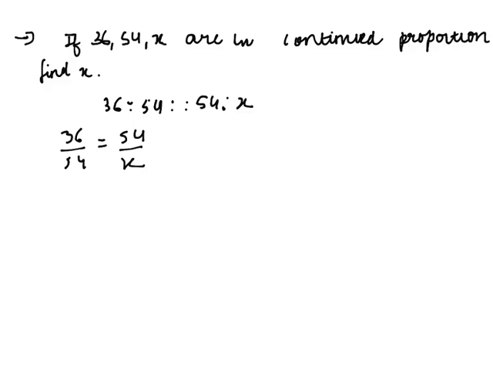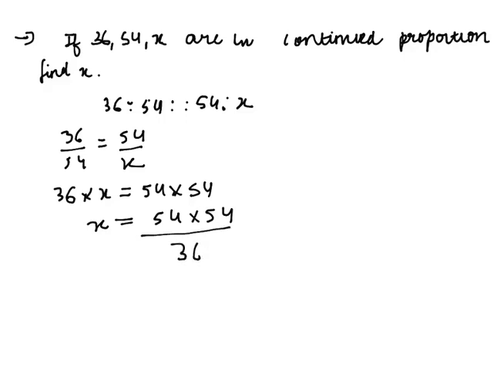As they are in proportion, the product of extremes will be equal to the product of means. So we can write 36 times x is equal to 54 times 54. Now we can find the value of x from this. x will be 54 times 54 divided by 36. Now we can divide 54 and 36 by 6. 54 divided by 6 will be 9 and 36 divided by 6 will be 6. Now 6 it will be 9, and 9 times 9 will be 81. That means the value of x is 81.